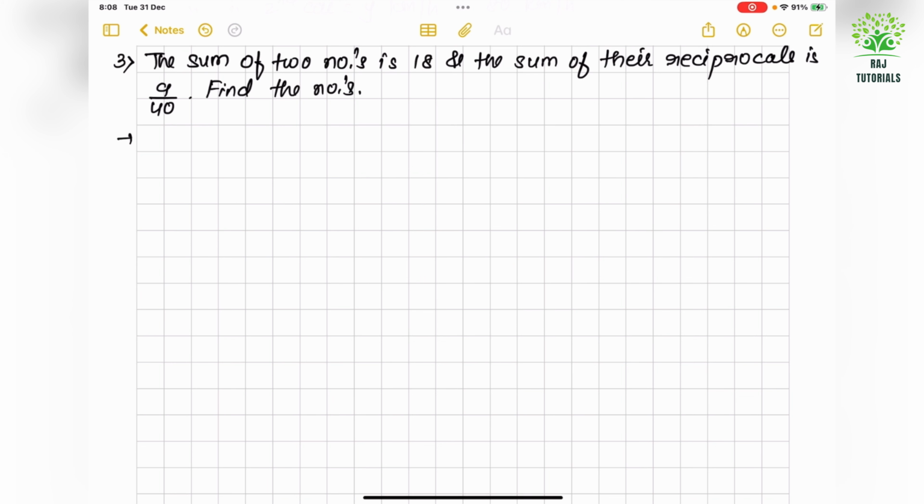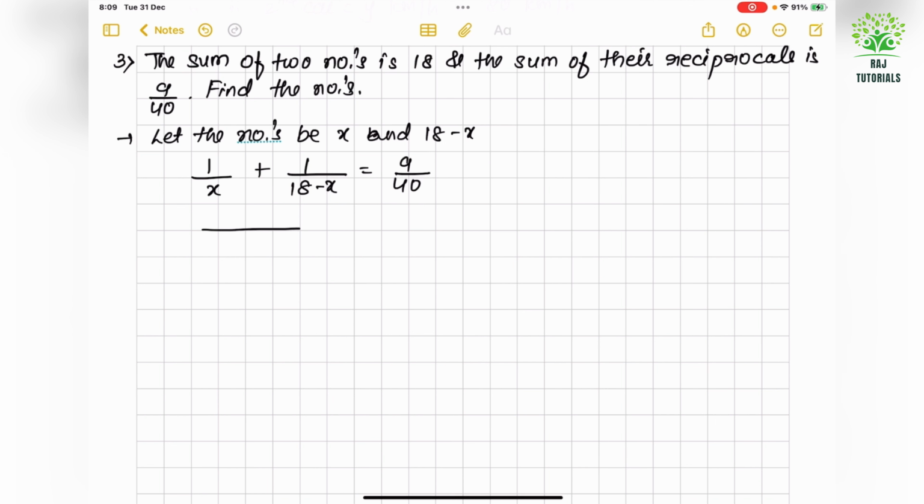Third question says the sum of two numbers is 18 and the sum of their reciprocals is 9 upon 40. Find the numbers. So let one number be x, so then the other is 18 minus x. So now it is given 1 upon x plus 1 upon 18 minus x equal to 9 by 40. If I do LCM on the LHS, x into 18 minus x, so 18 minus x plus x equal to 9 upon 40.